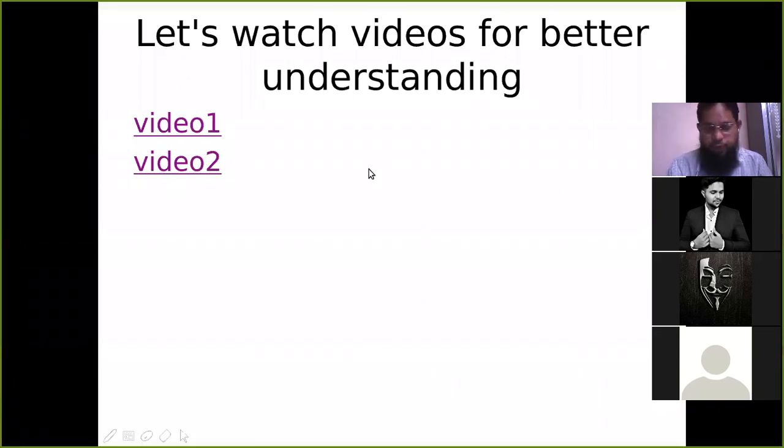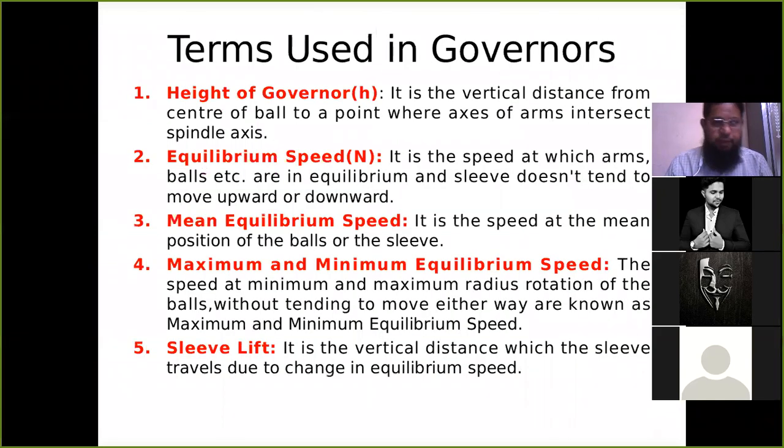Now, let us move to the next slide. These are the terms used in governors. There are 5 terms that we must be familiar with. First is the height of governor. Now, what is the height of governor? It is the vertical distance from center of ball to a point where the axis of arms intersect the spindle axis.